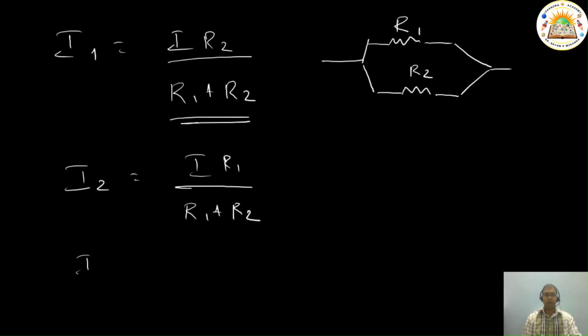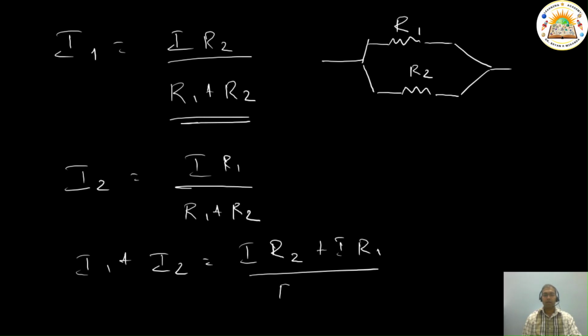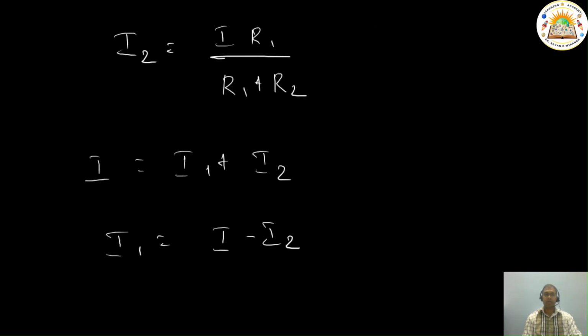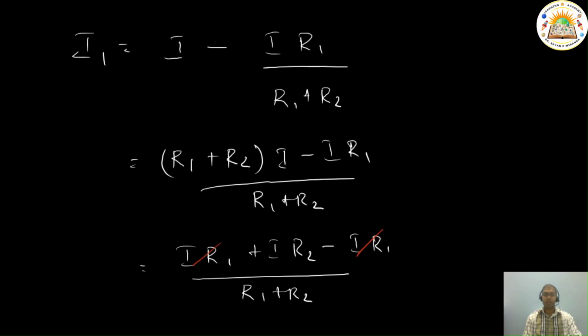So now if I simply add I1 plus I2, I will get I times R2 plus I times R1 by R1 plus R2, which comes back to this expression, that is I is equal to I1 plus I2. So we have arrived at the expression which we started with. We have found what is the individual current. We found what is the resistance in parallel for this combination. And we also know now what is going to be the individual currents in those two branches, since it is a parallel circuit.